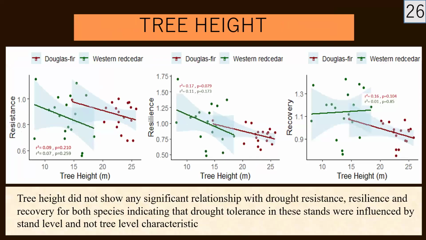Apart from looking at the stand level, we also looked at the drought indices of individual trees, that is, of Douglas fir and western red cedar individually. For looking at the tree level, we considered tree height as a parameter because several studies have shown that with increasing tree height, the tree uses up more water and is more prone to drought.